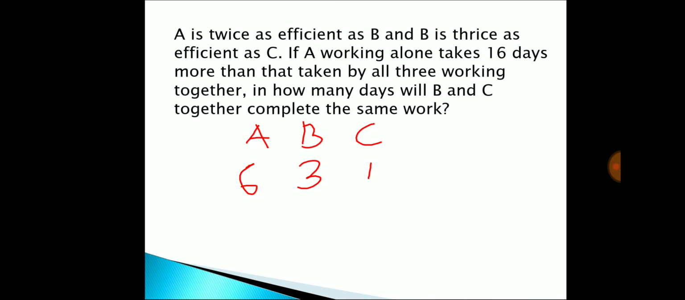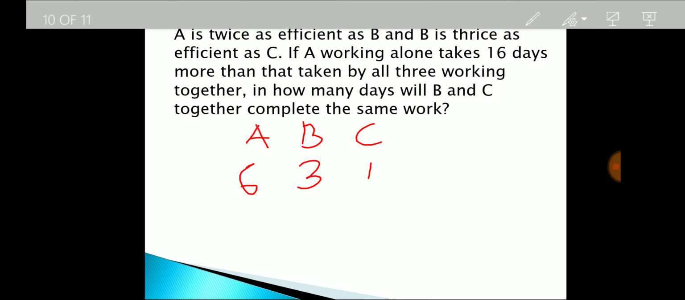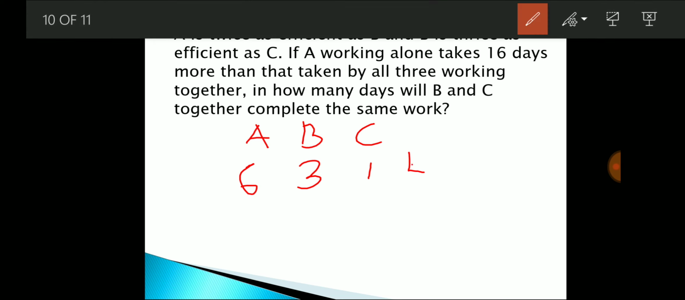If A alone working takes 16 days more than the time taken by all three working together, in how many days will B and C together complete the work is the question. So since the efficiency is given and we have three parameters here, we don't know what the work is. We can't say 1, 3, 6 is the time. We should find what is the time that each person may take.